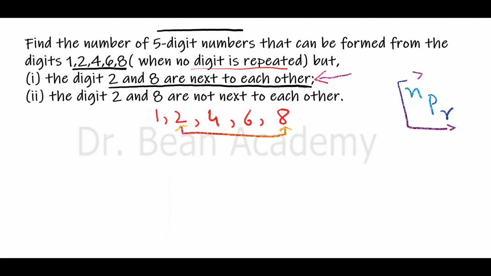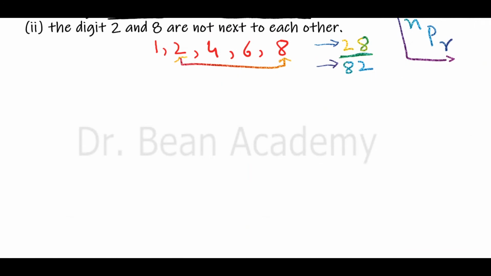Okay, it's not that difficult. There could be two possibilities that 2 and 8 could be next to each other. The first is like this: 2 and 8, they always come in this form because they are still next to each other, or 8 and 2, they are still next to each other. So there could be two possibilities for next to each other. So I will divide the answer into two sections and I will deal with them separately.